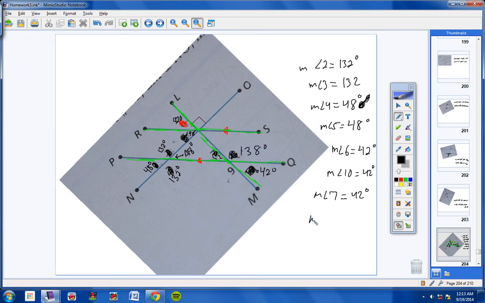So that was angle 8. The measure of angle 8 is 138. And then vertical angles. We have two lines that are intersecting here. And so this angle here and this angle here are vertical angles. Vertical angles are congruent. So the measure of angle 9 equals 138 degrees. Pretty tough problem, okay? But definitely a good problem for you to work on, all right?